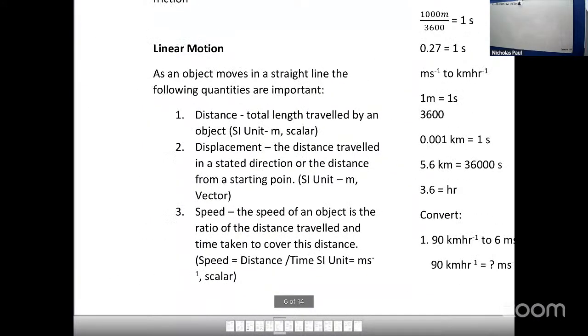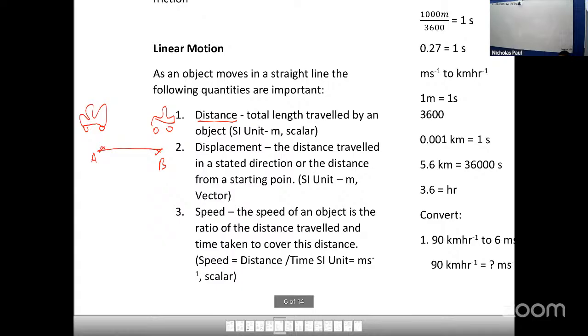So imagine you have a car, and the car is traveling from point A to point B. When the car reaches point B, the car would have covered a total distance. So the total length traveled by the object is called the distance traveled. SI unit, meters, and it's also a scalar quantity.